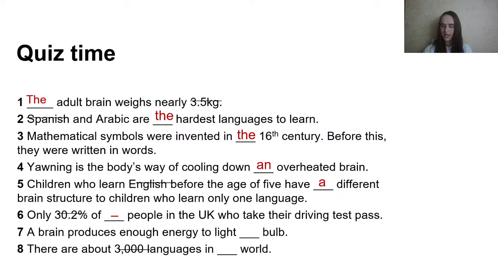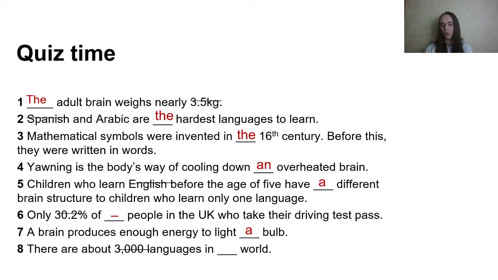So Sasha says A. What about the rest? Leslie says A. And that is correct. Yeah, so a brain produces enough energy to light a bulb. So in other words, it produces enough energy to light one bulb. So that is 8. There are about 3,000 languages in the world.